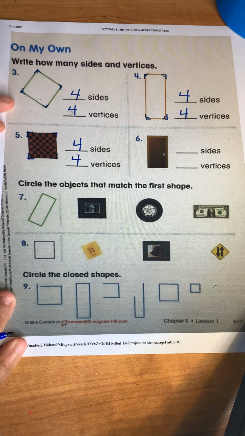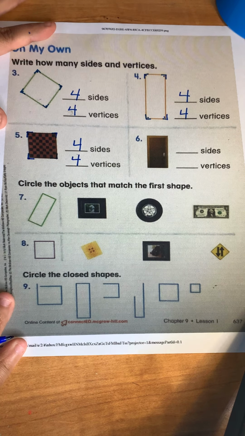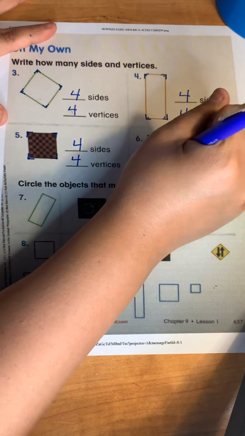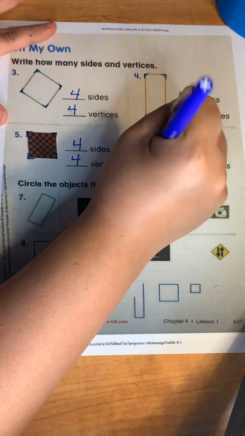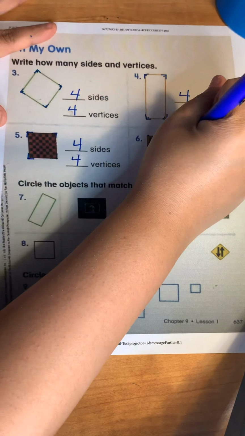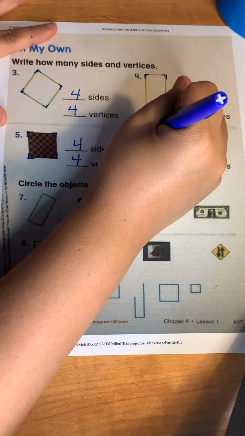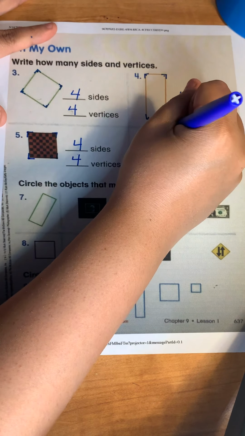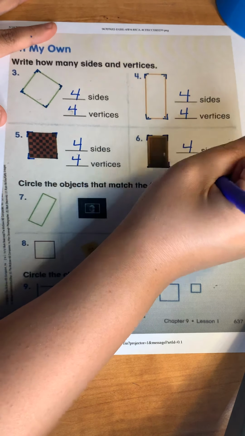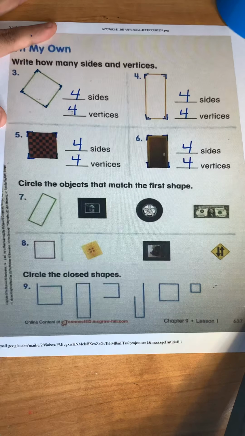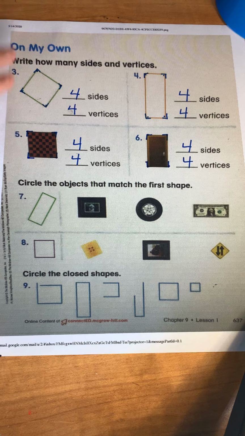Now let's look at number 6. Let's start off by counting the sides. So 1, 2, 3, and 4. 4 sides. And now we need to figure out how many vertices. 1, 2, 3, and 4. 4 sides and 4 vertices.